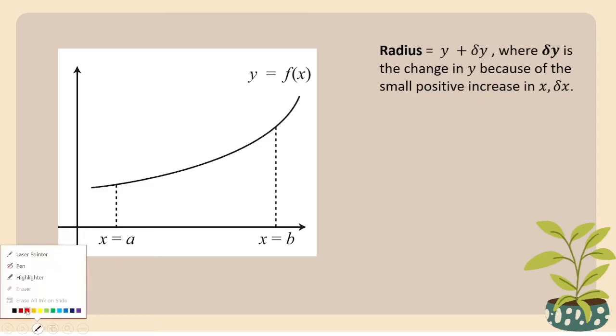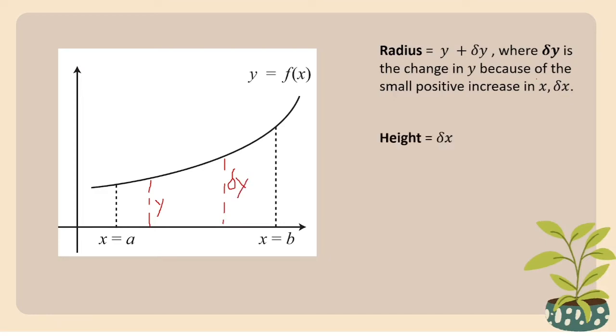So here is our y. And here is our delta y. This is the radius of our disk. Now, our height is our delta x. Our delta x is located right from here. This is our delta x.